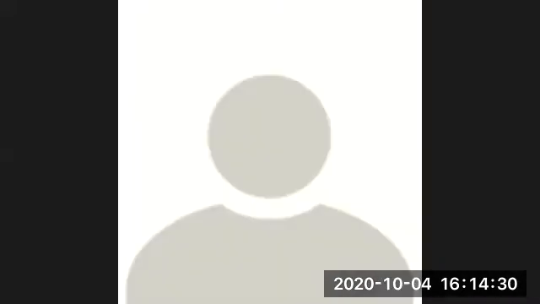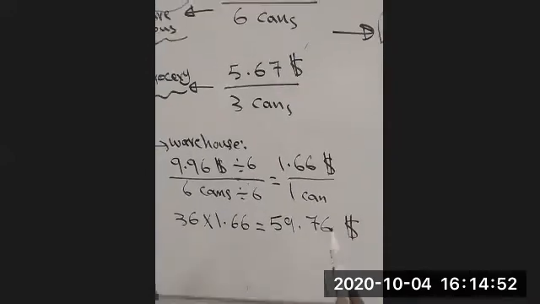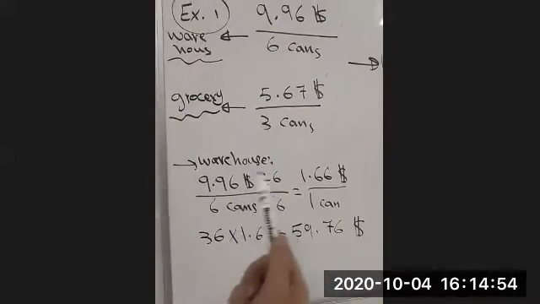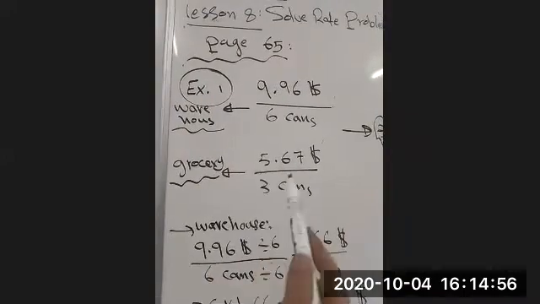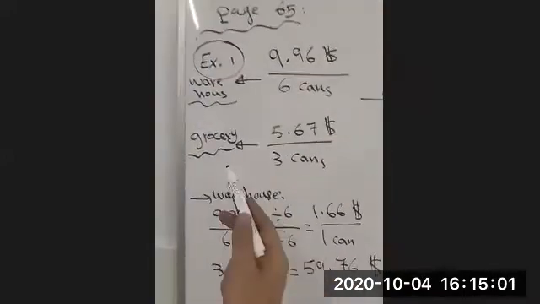Let me multiply it here directly. 36 multiplied by 1.66. The answer will be 59.76 dollars. Okay, guys? So I multiplied them. This price is for the warehouse. Let's find the price for the second store called grocery.